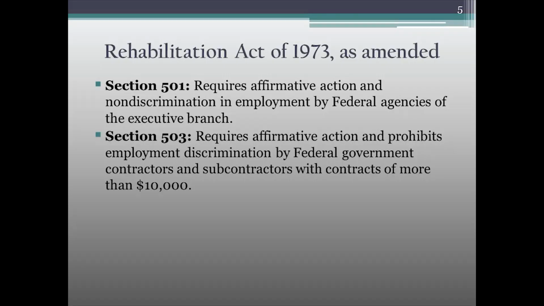The next is Section 503, which deals mainly with contractors and subcontractors. It requires the contracting companies to have affirmative action and prohibits them from employment discrimination. So it deals with any contractor or subcontractor that has a contract of more than $10,000.